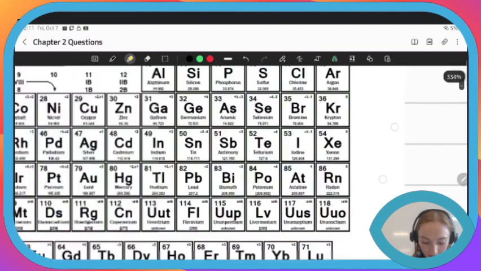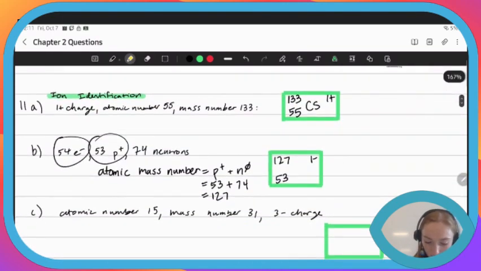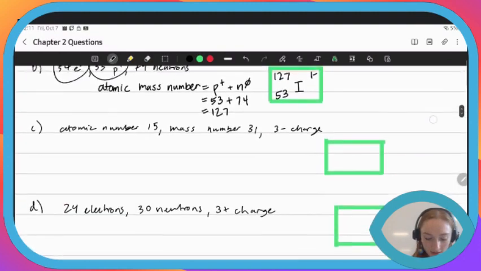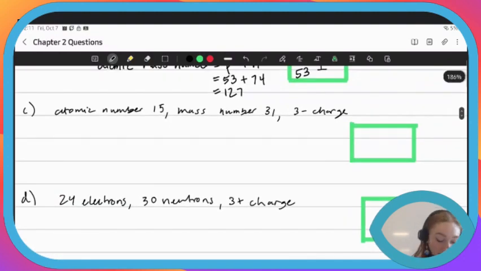So that is iodine, so we will put the I symbol right in the center. So that's what that looks like. Okay, so 11C, let's get to it. It has an atomic number of 15, a mass number of 31, and a 3 minus charge.